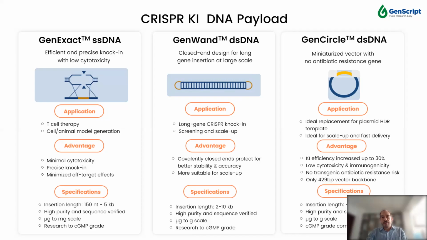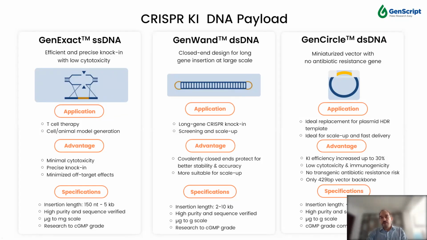For example, the GeneExact single-stranded DNA is excellent for minimal cytotoxicity, and it supports very precise knock-ins and minimal off-target effects. However, it's limited in the size of the fragment that can be inserted. It's limited to 5 kilobases. Our GENE-1 double-stranded DNA supports larger fragments up to 10 kilobases, and it's double-stranded DNA with covalently closed ends to stay more stable and for more accurate gene editing. Also, it's more suitable for scale-up.